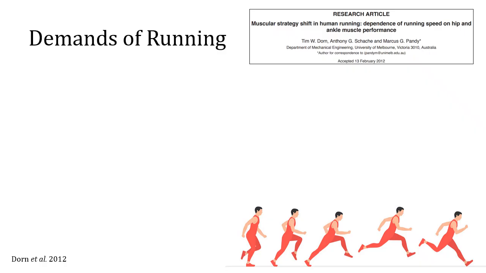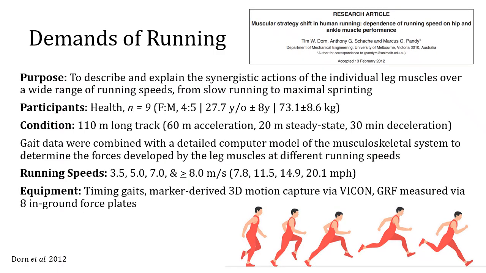The first of these seminal articles is Dorn et al. in 2012. Again, slightly dated, but it is such a seminal study that it stands the test of time. Their purpose was to describe and explain synergistic actions of the individual leg muscles over a wide range of running speeds, from slow to maximal sprinting. It is a small cohort of only 9 individuals, both males and females, almost a 50-50 split between the genders.